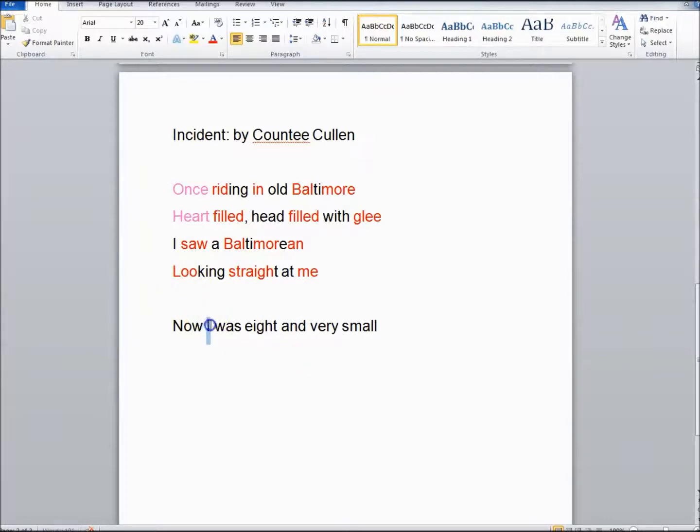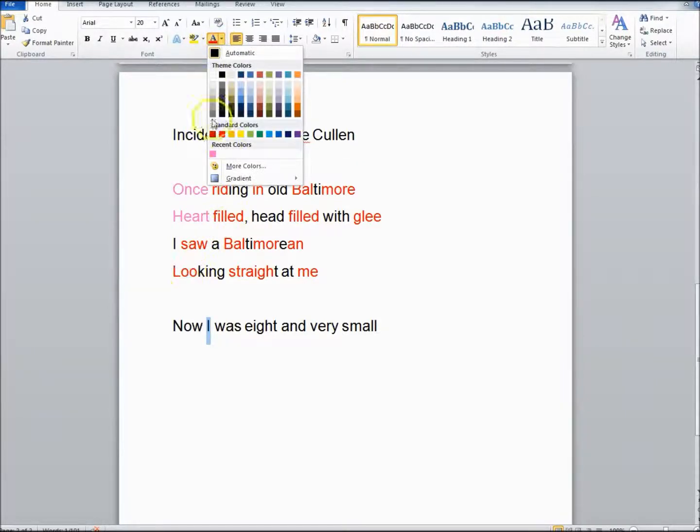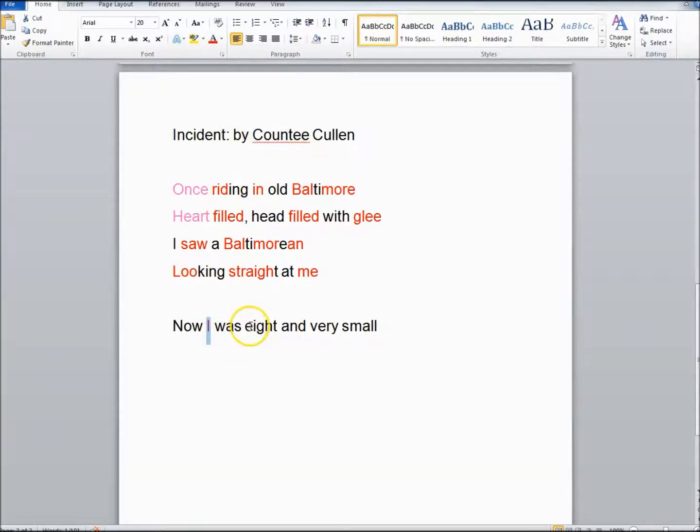Now that uncertainty about how to choose where to emphasize your syllables mirrors the uncertainty of the narrator here, who is at a moment where something is going to happen. They're seeing a Baltimorean looking straight at them, and they're not sure what's going to happen next. And as we hear what happens next, we realize that the narrator was right to be nervous, to be uncertain.